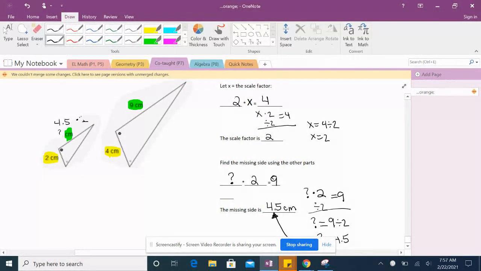If I multiply this by the scale factor, we get 9. Este lado es 4.5, pero cuando multiplicamos eso por el factor de escala, obtenemos 9. And here, if we take this side and we multiply it by the scale factor, we get 4. Y aquí, si tomamos el 2 y multiplicar por el factor de escala, obtenemos 4 para el otro lado.